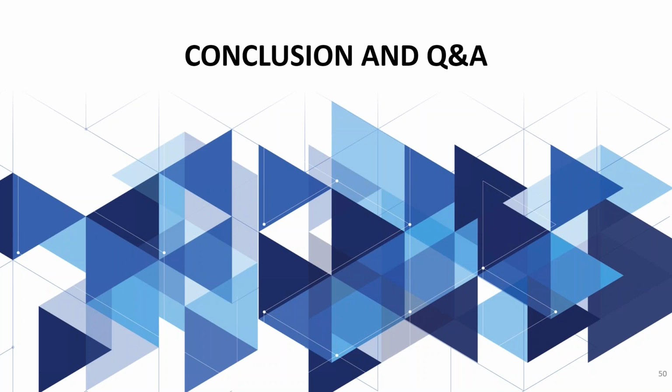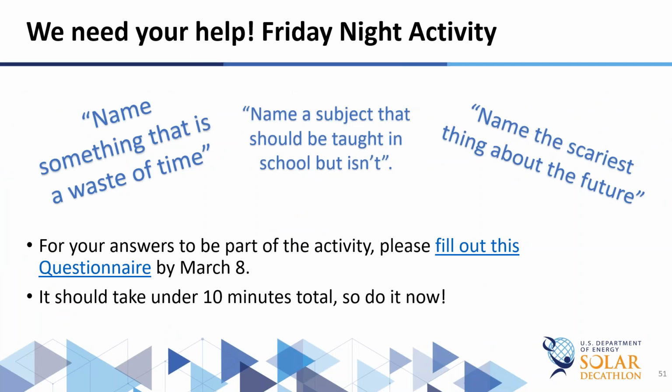So a few more things to conclude with. We need your help for the Friday evening activity. This was posted on the groups.io site and should only take a few minutes. We need you to answer some questions like name the scariest thing about the future, name something that is a waste of time, and name a subject that should be taught in school but isn't. For your answers to be part of the activity, please fill out the questionnaire by March 8th. It should take only about 10 minutes to do, so check that out.